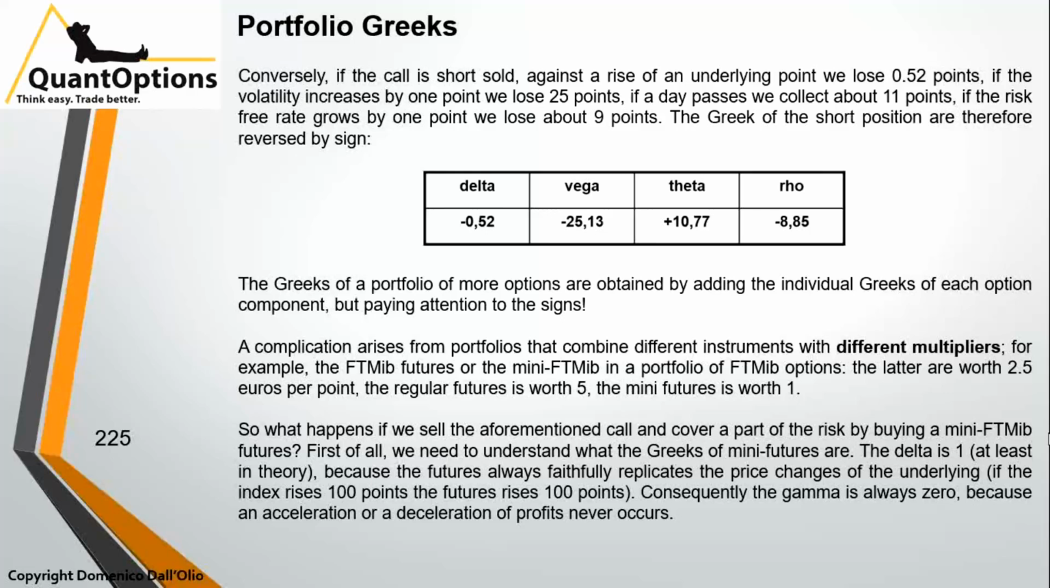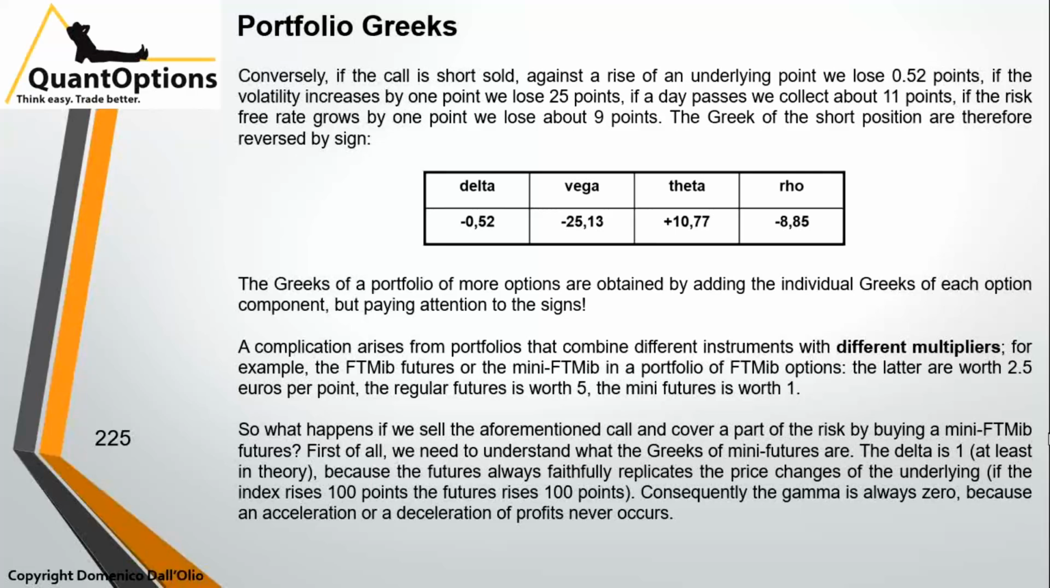The Greeks of a portfolio of more options are obtained by adding the individual Greeks of each option component, paying attention to the signs. A complication arises from portfolios that combine different instruments with different multipliers. For example, the FTSE MIB index futures or the mini FTSE MIB index futures in a portfolio of FTSE MIB index options. The latter are worth 2.5 euros a point. The regular futures is worth 5. The mini futures value is 1 euro per point.